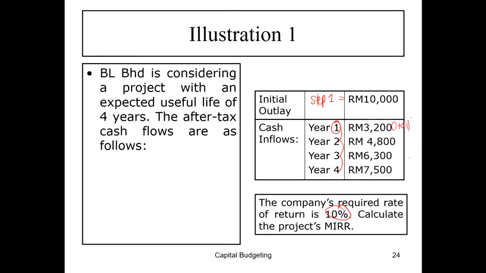Okay, 3 years. So kita akan tambahkan dengan 4,800 times with 1 plus I, that is 0.1. And here will be, okay, N 1 and 2. So 2. And then again kita plus with 6,300 times with 1 plus 0.1, and n will be 1 lah. Daripada year 3 kepada year 4, so ada satu je, n equal to 1.